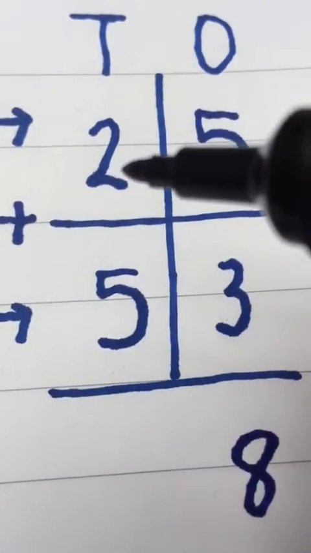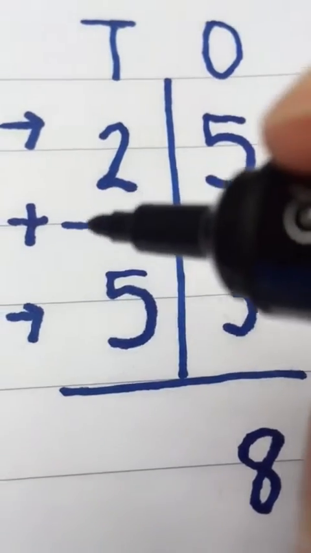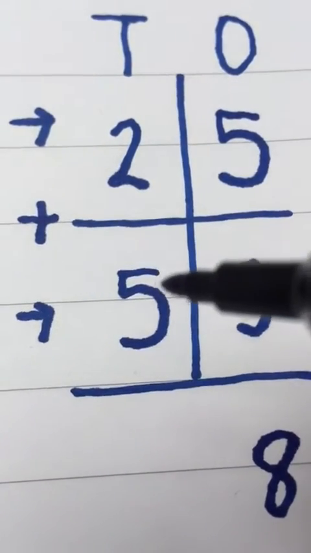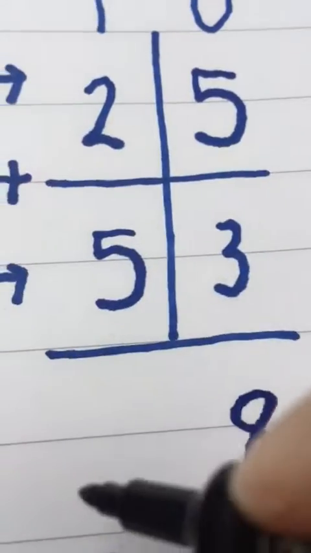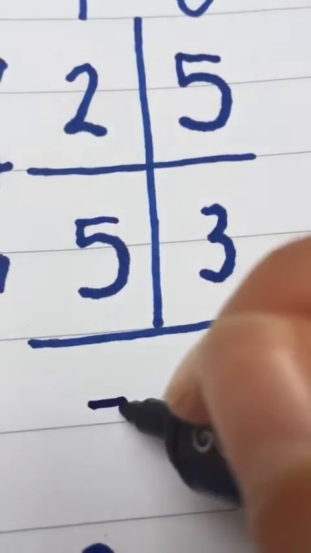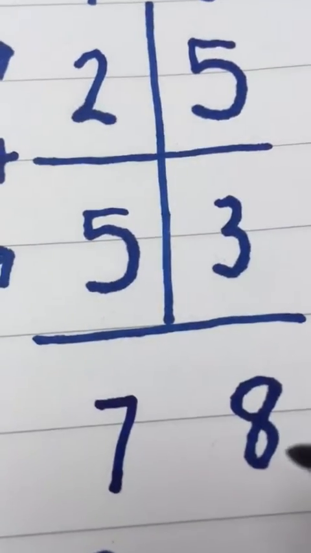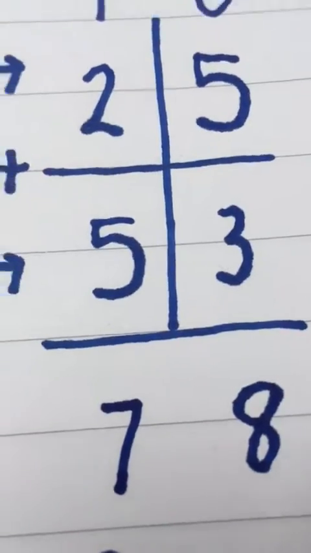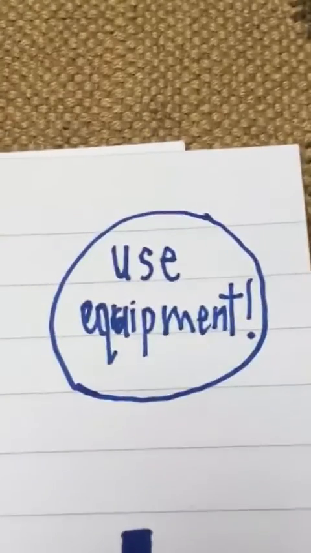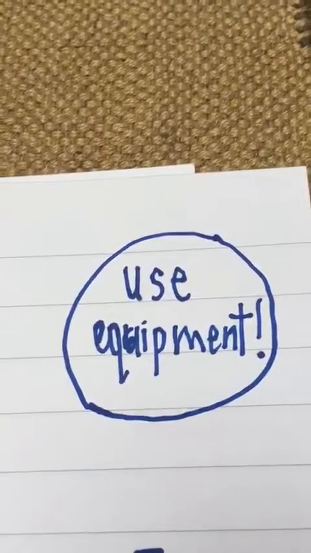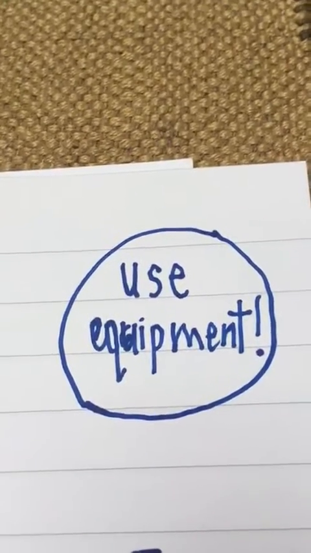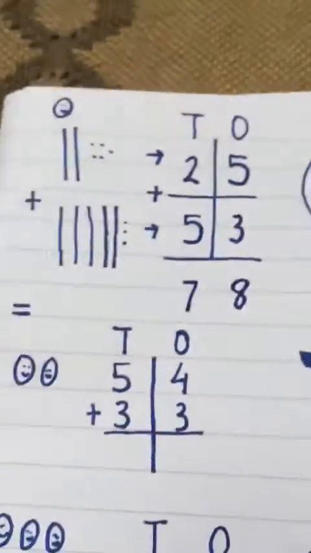Now our 10s: 20 add 50 equals 70, or 7 lots of 10. So then I've got my final answer right there, which is 78. You guys can feel free to use equipment. Sorry, I had a bit of a writing error there. Use equipment for that task.